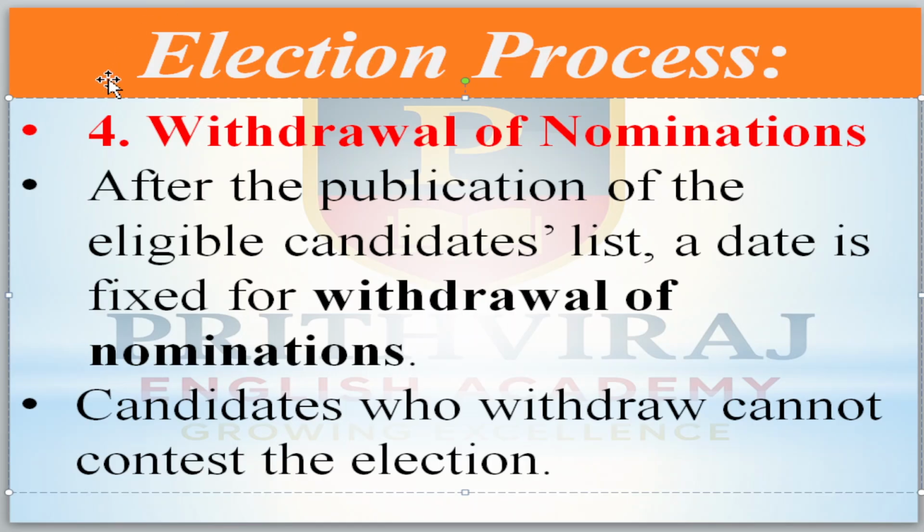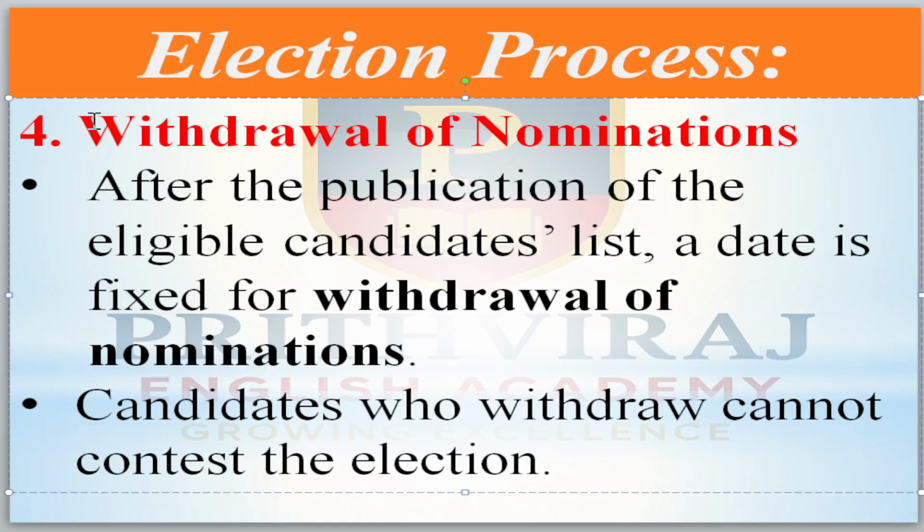Candidates can withdraw their names after the scrutiny is done, if their name is in the eligible candidates list. That is called the withdrawal of the nomination. After the publication of the eligible candidates list, a date is fixed for the withdrawal of the nomination. Within that date only they have to withdraw their names.